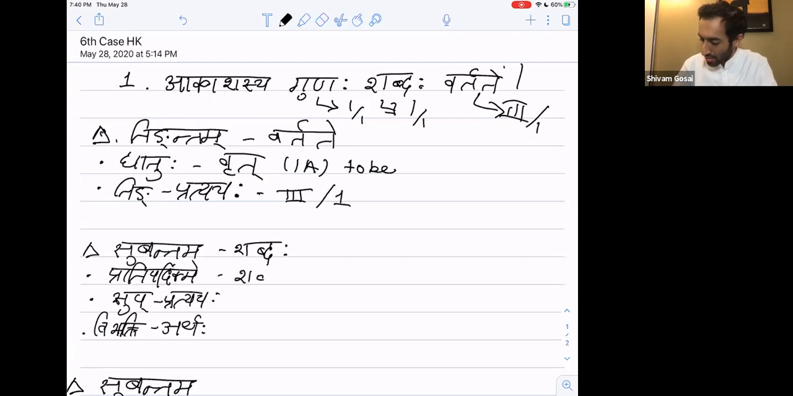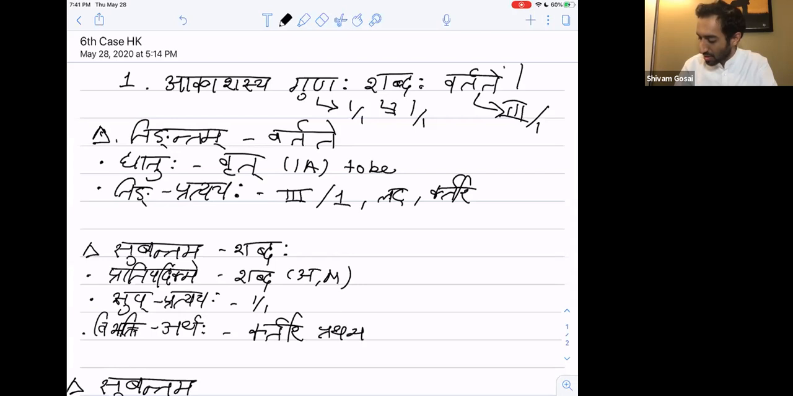Pratipadika: shabda, akaranta, masculine. Suprata, this is 1-1. And vartate, oh, I didn't even finish this. This is Lat, Kartari, third one. So this is Kartari Prayoga. So this is going to be Kartari Prathama.